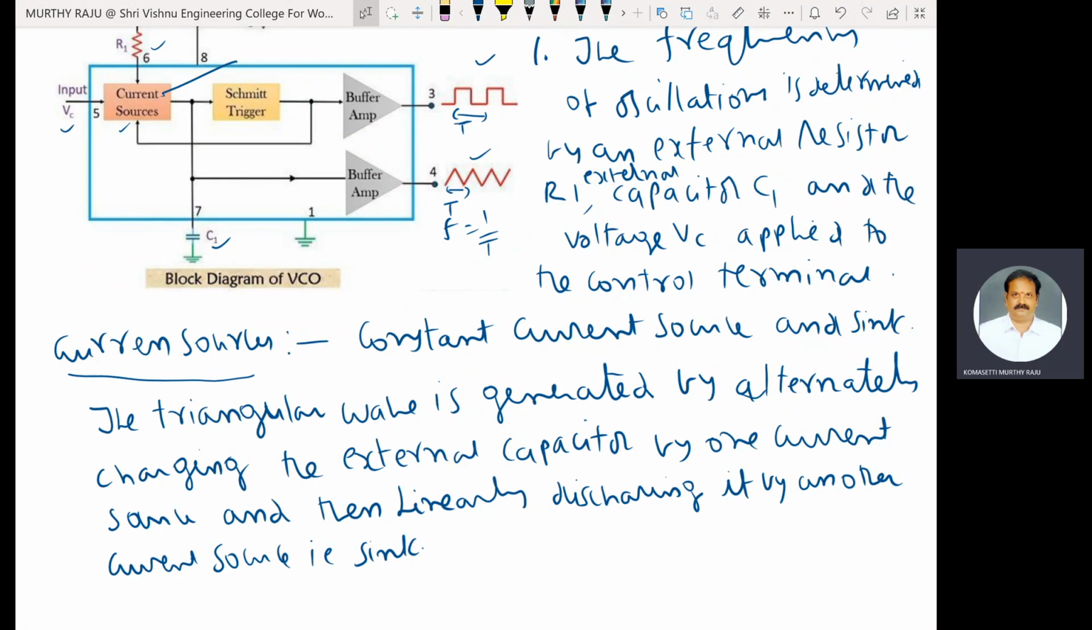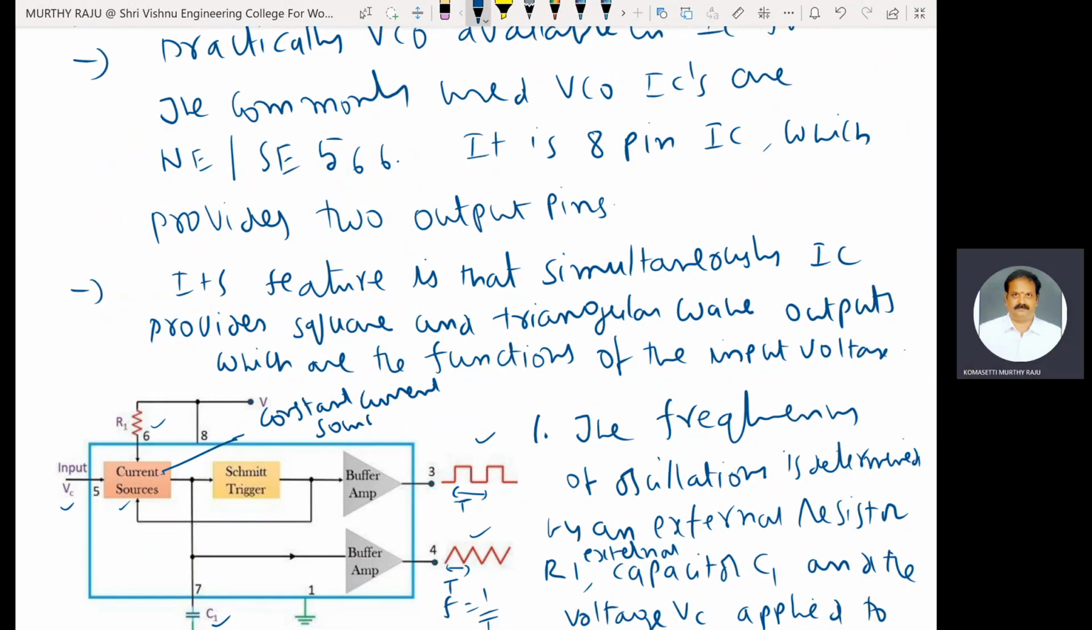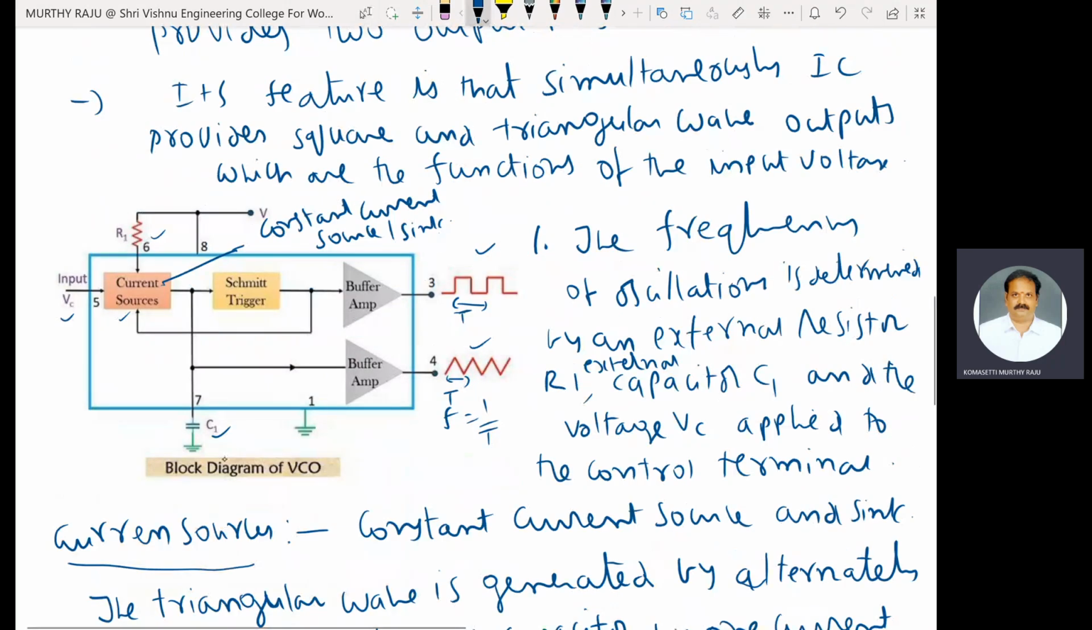Here, constant current source and sink. The constant current source is used for charging the capacitor linearly and discharging the capacitor is through the sink only. The triangular wave is generated by alternately charging the external capacitor by one current source, that is called a constant current source, and then linearly discharging it by another current source, that is called a sink.